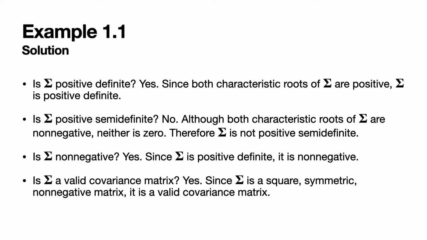And then finally, is cap sigma non-negative? Yes, it is. Since cap sigma is positive definite, it is non-negative, because a matrix is non-negative if and only if it's either positive definite or positive semi-definite. Now, is cap sigma a valid covariance matrix? Yes, it is. Because cap sigma is square and symmetric and non-negative, it is a valid covariance matrix.